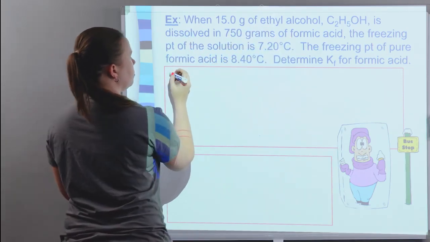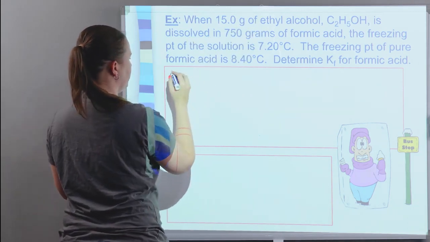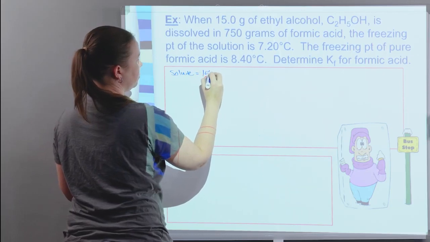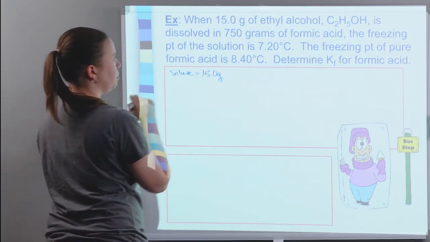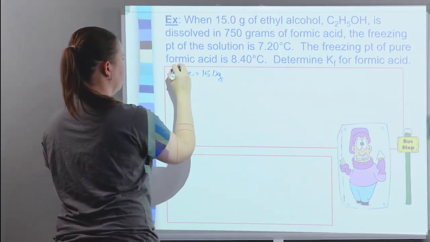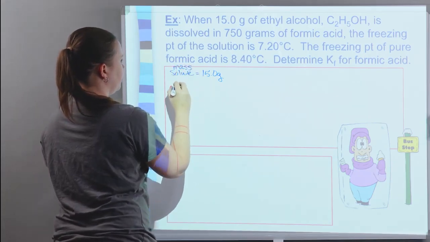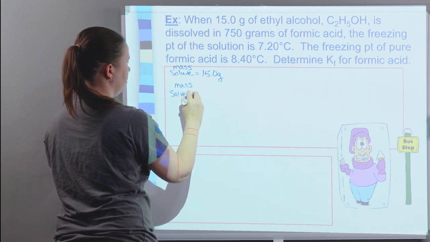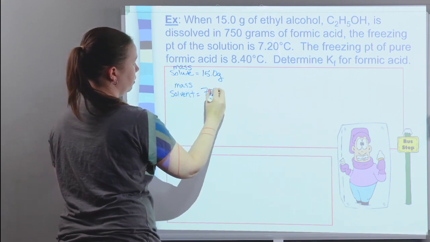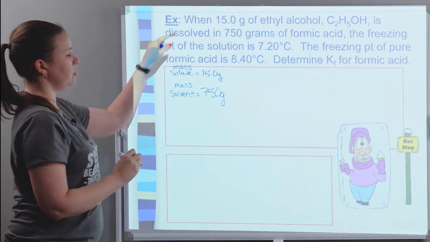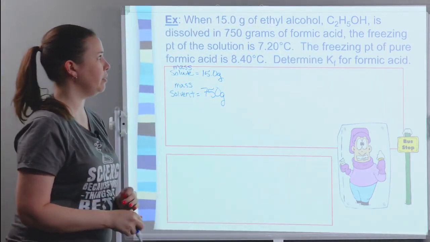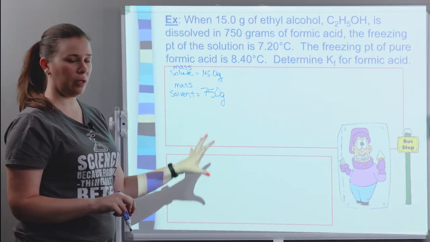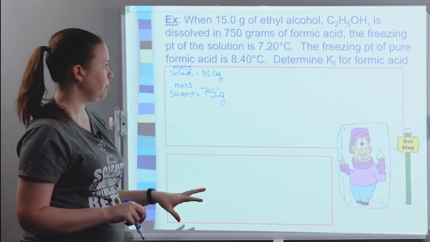So the 15 grams, the thing that's being dissolved in something else, would be my solute. And so that 15.0 grams would be the mass of my solute. Whereas the mass of my solvent is 750 grams because it's dissolved in the formic acid, making formic acid the solvent. Notice that it's not water, so I'm not adding the KF to my list of variables.